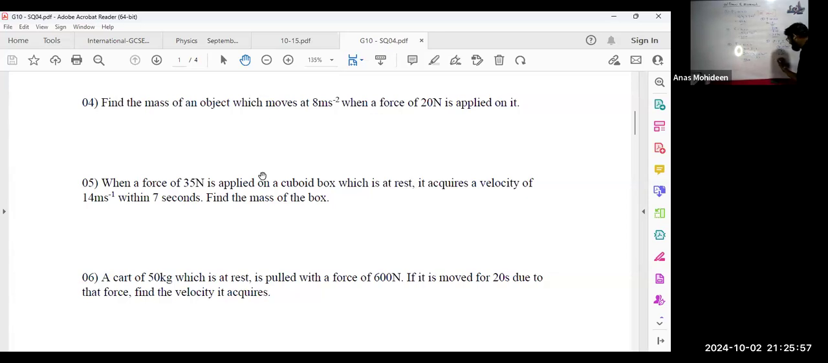Now I apply F is equal to m into a, and the question asks you to find the mass. So mass is equal to F over a. How much is the force given? Force given is 35 Newton, dividing by the acceleration, which I found to be 2. 35 over 2 is 17.5. Mass is measured in kilograms, so 17.5 kilograms is my answer.